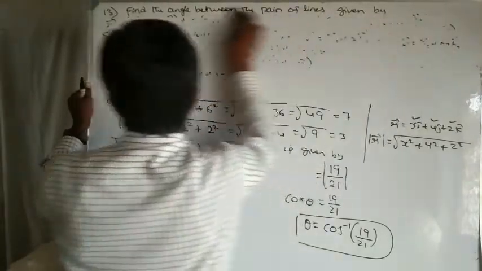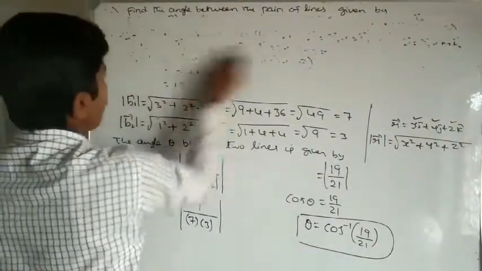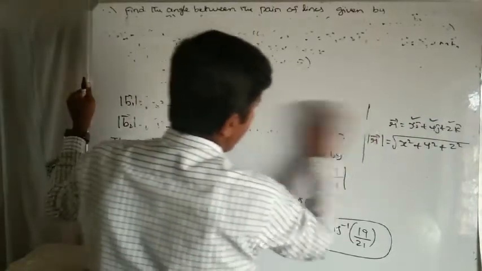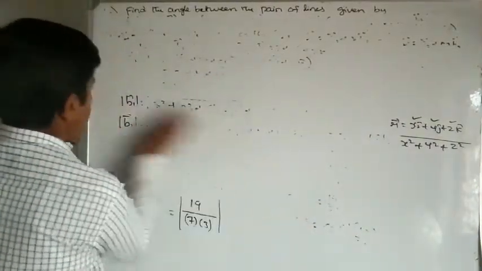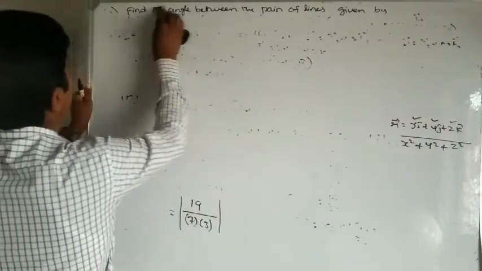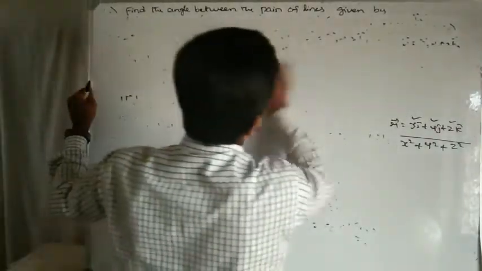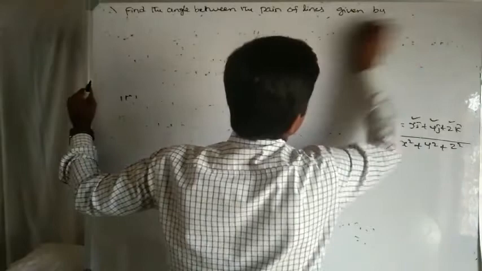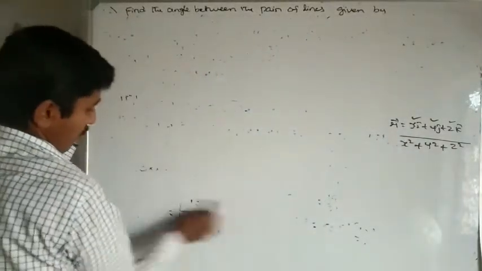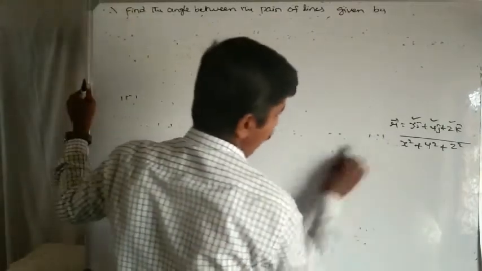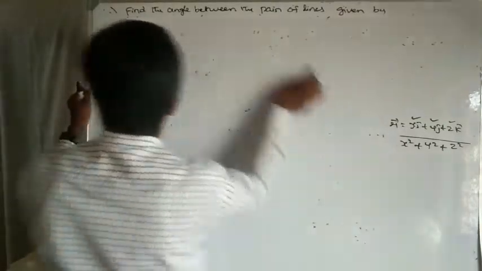Now I am going to the next one, the 14th problem. So these are very easy problems. Here understand how to define the dot product and how to write the magnitude of a vector.